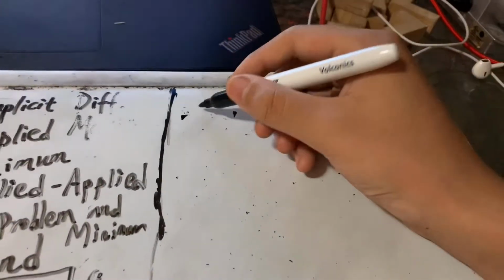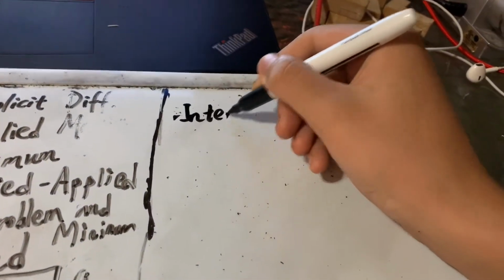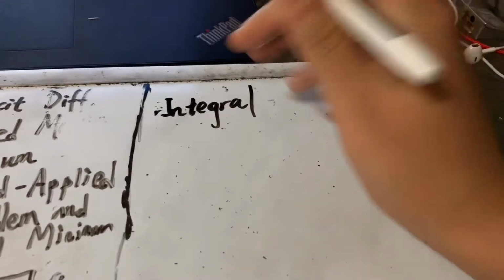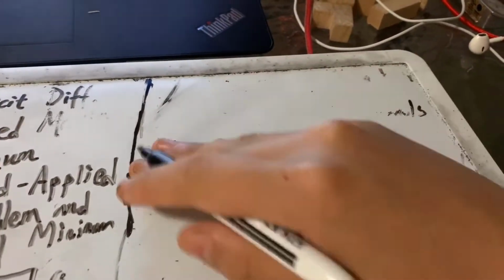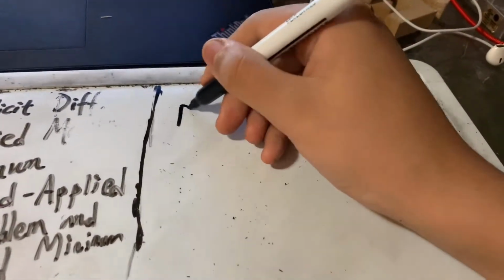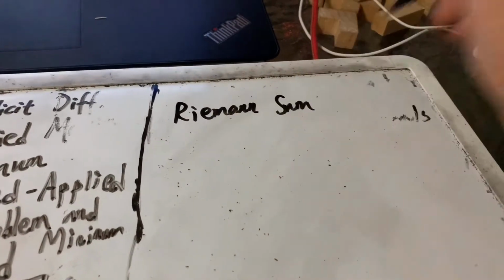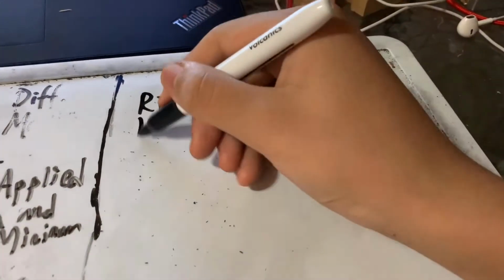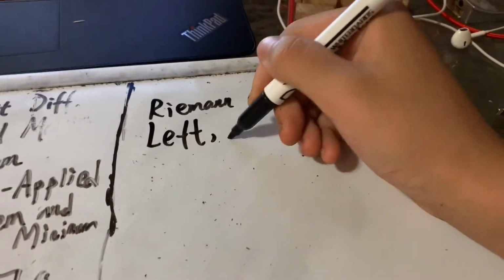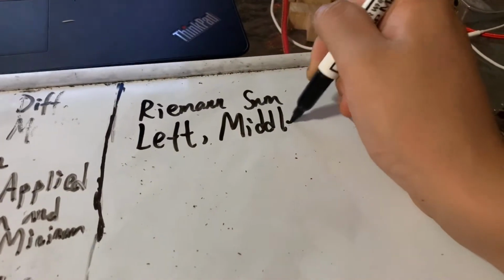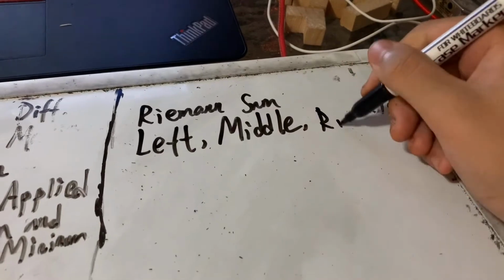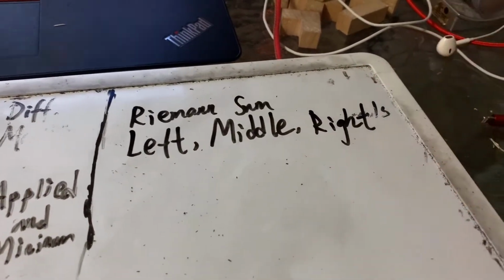The next topic, integral. To calculate integrals, we first need to talk about Riemann sums, the ways to approximate. There are three different Riemann sums: left Riemann sum, middle Riemann sum, and right Riemann sum. The middle Riemann sum is the most accurate one compared to the left and right.